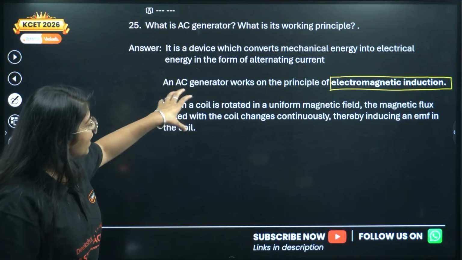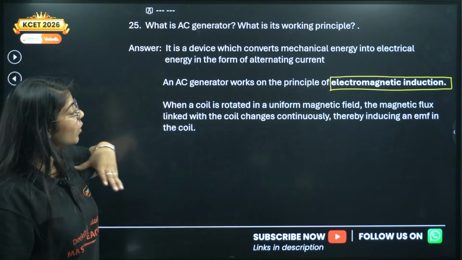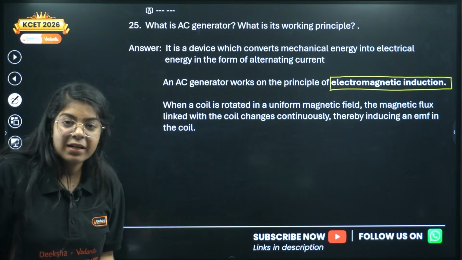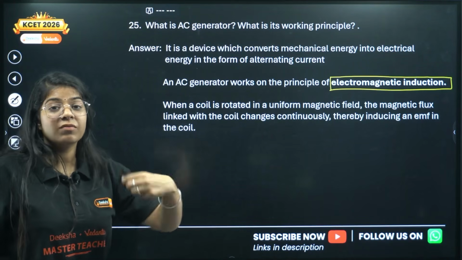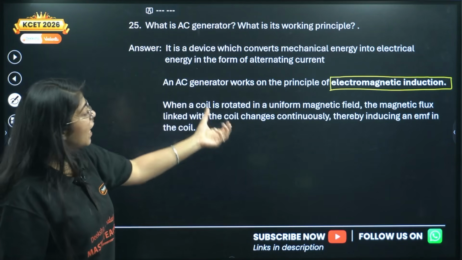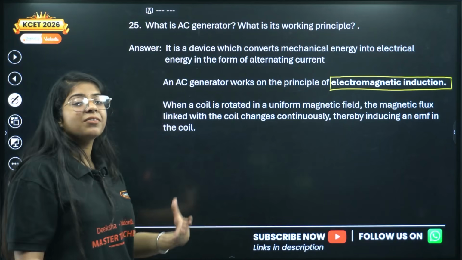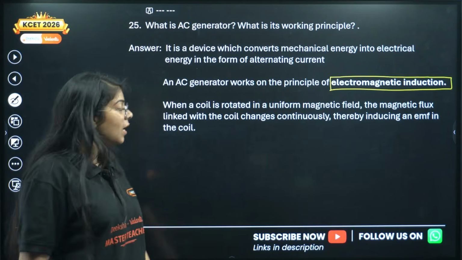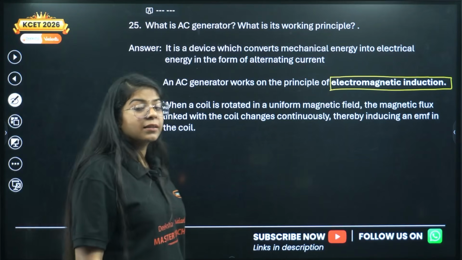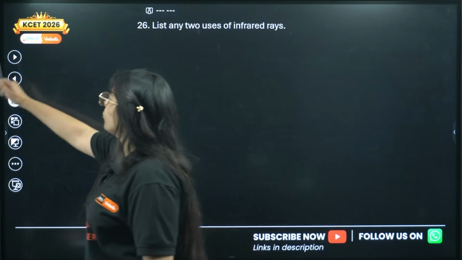How? So we have a coil. When this coil is rotated in a uniform magnetic field, what happens? A change in magnetic flux is generated because of that rotation, and so the magnetic flux linked to that coil is continuously changing, thereby inducing an EMF, motional EMF we can say, in the coil. Understood? We are doing 2 marker questions.